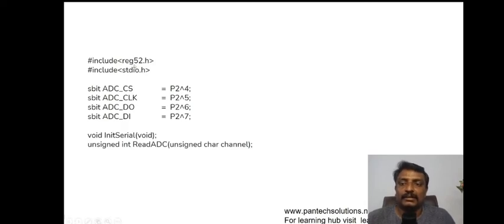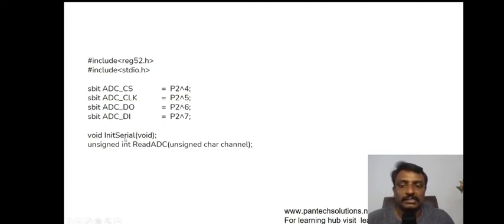Include reg51.h and stdio.h. Then define ADC_CS, ADC_CLOCK, ADC_D0 and ADC_DA: chip select, clock, D0 and DA. I have configured the ports 2.4, 2.5, 2.6, and 2.7. We are going to display the ADC value on the UART.